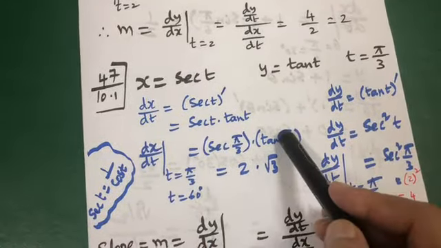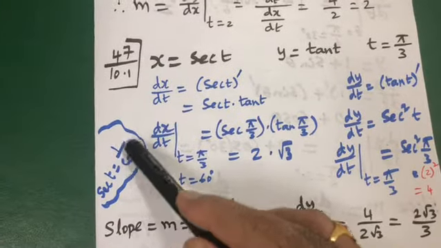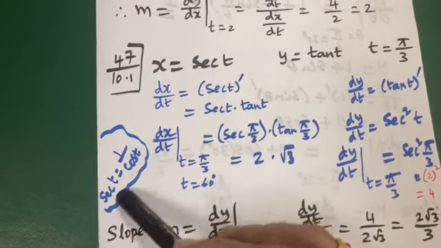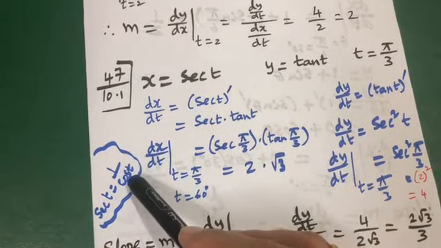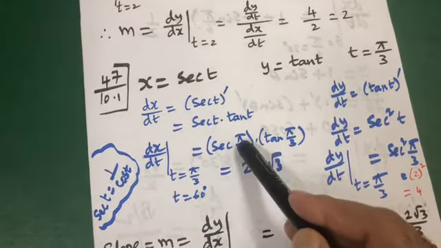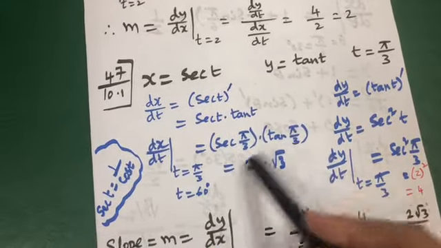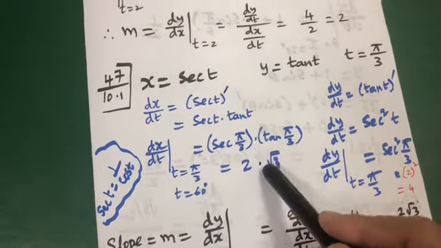Use calculator. Here secant, you should use it as 1 over cos in the calculator. Calculator will not have secant, so use 1 over cos for secant. Secant 60 degrees, multiply tan 60 degrees, use calculator, you get 2 root 3.